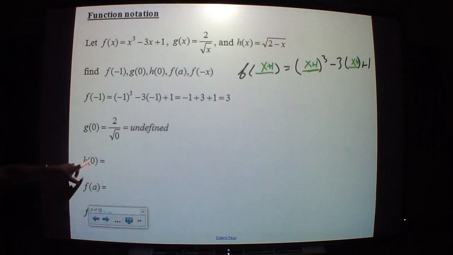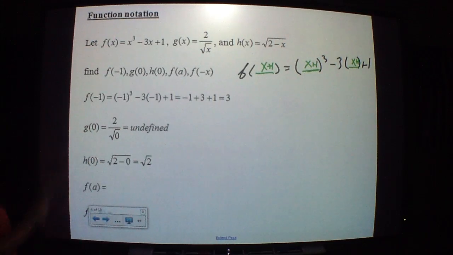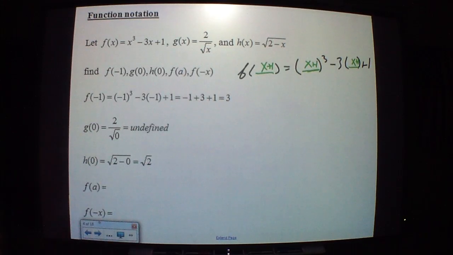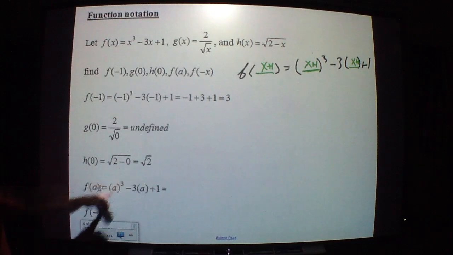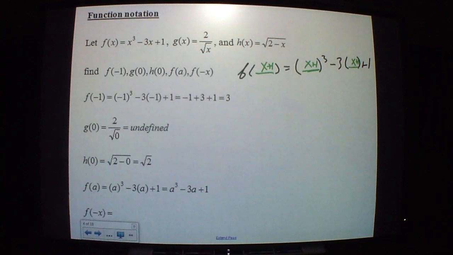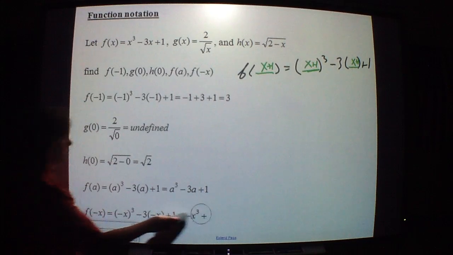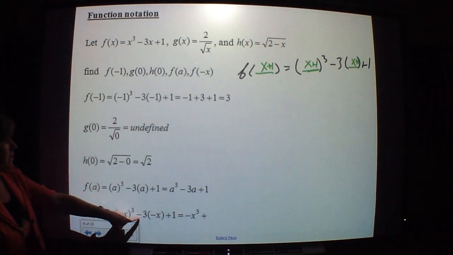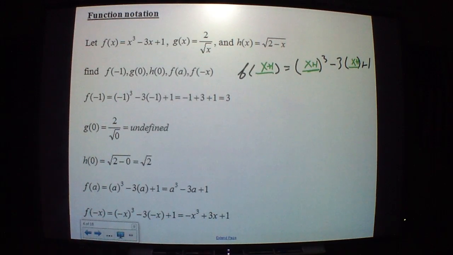In my h function, wherever I have an x, I'm putting in a 0. So that's just the square root of 2. In my f function, wherever I have an x, I'm putting in an a. So instead of x cubed, I have a cubed minus 3a plus 1. In my f function, wherever I have an x, I'm going to put in a negative x. So I have negative x cubed plus 3x plus 1. So this is working with functions and the function notation.